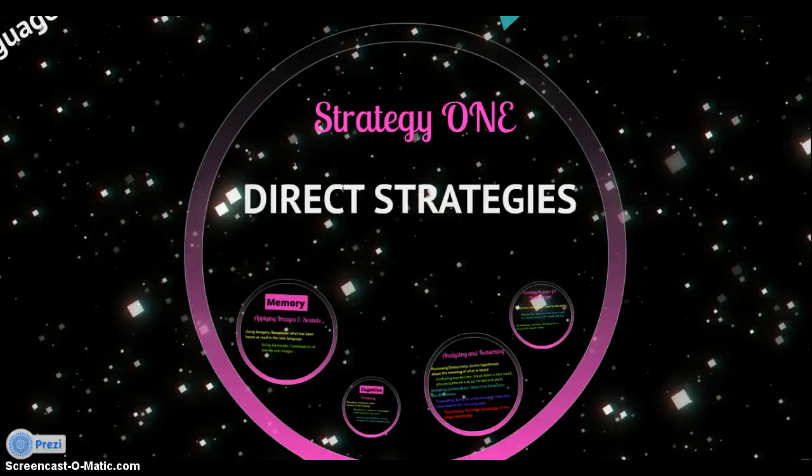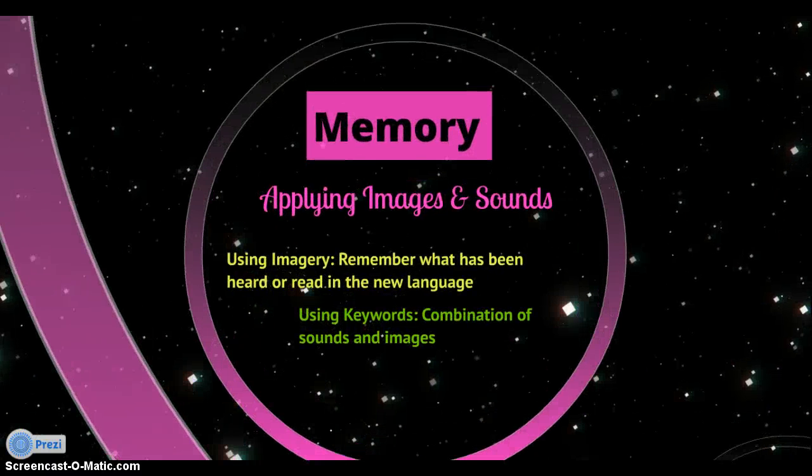First is strategy number one. Strategy number one is called the direct strategy. Direct strategy is divided into a few parts. First is the memory strategy. Under memory strategy, it is about applying images and sounds.